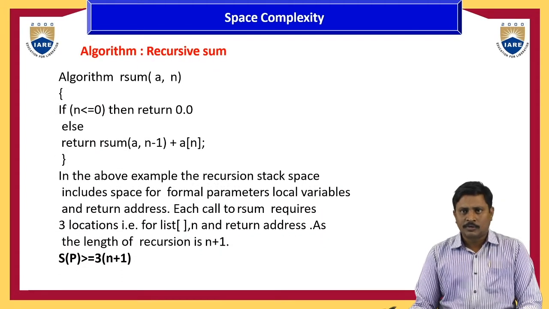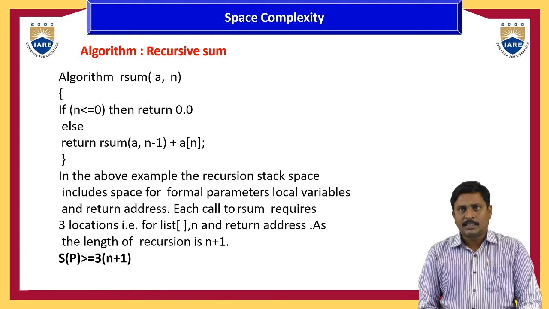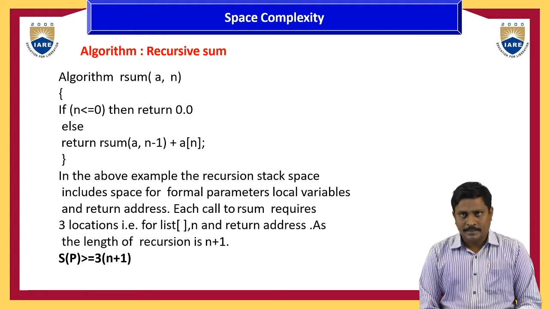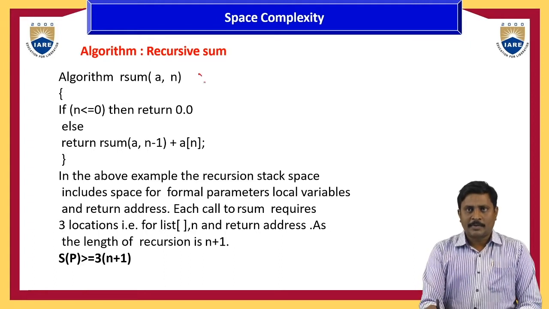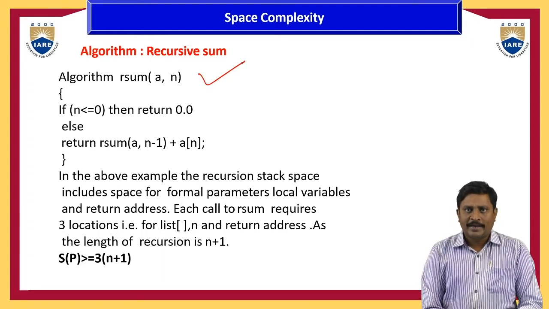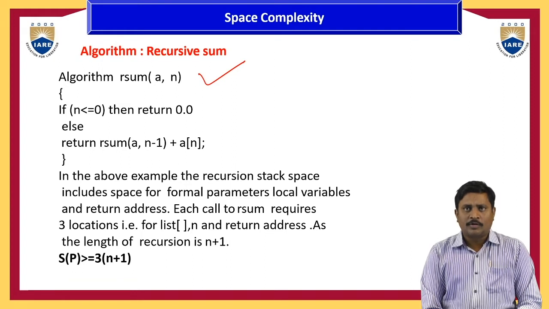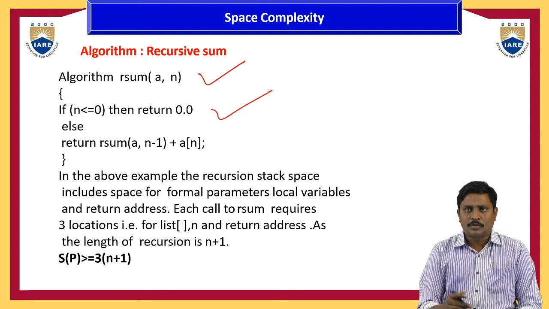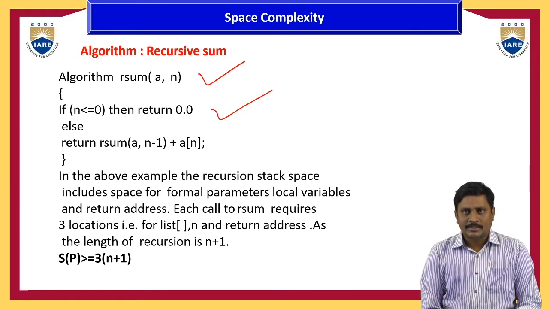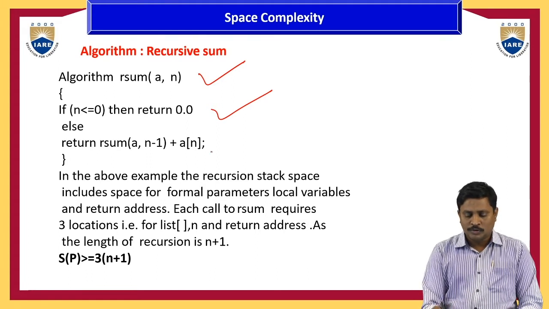This is a recursive sum algorithm. In this recursive sum algorithm, we recursively calculate the sum of n elements in the array. RSum(a, n): if n is less than or equal to 0, which means there are no elements, then return the sum value 0. Otherwise, if the array has more than 0 elements, we calculate the sum value using the recursive function.